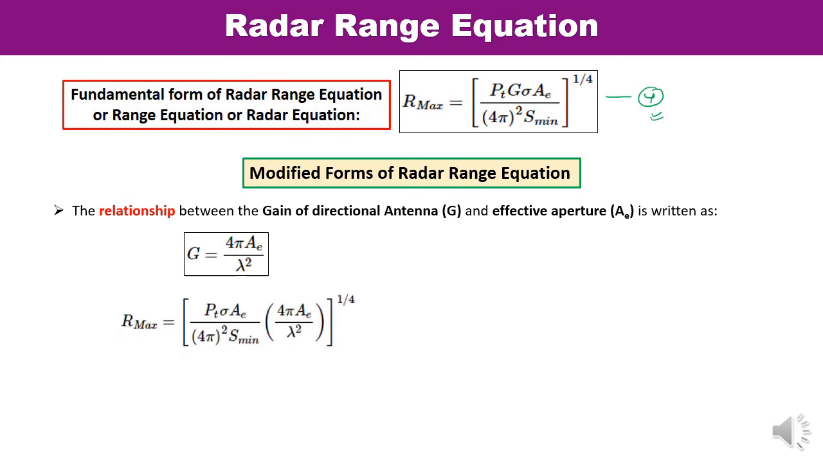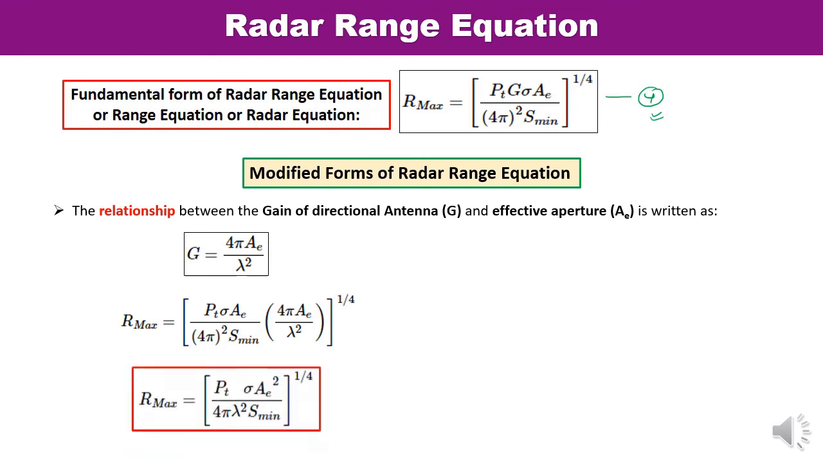So what are you getting? R max to the power 4 is PT sigma AE upon 4 pi square S minimum, and in the place of G you have substituted 4 pi AE upon lambda square. Just simplify the terms. 4 pi will be cancelled out. So the remaining term will be PT sigma AE square upon 4 pi lambda square S minimum. So this is one form of the radar range equation, which is the modified form.